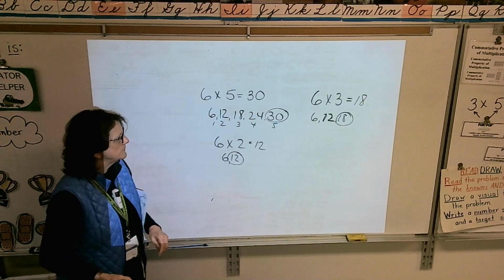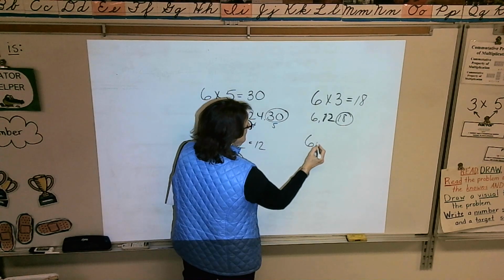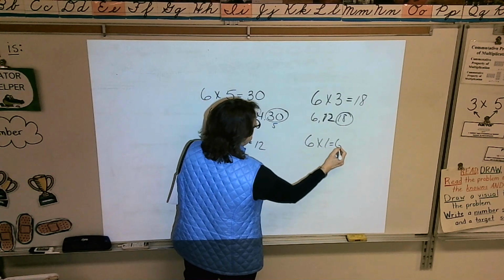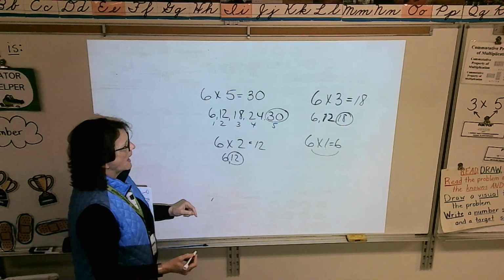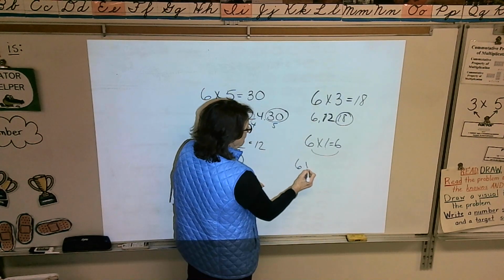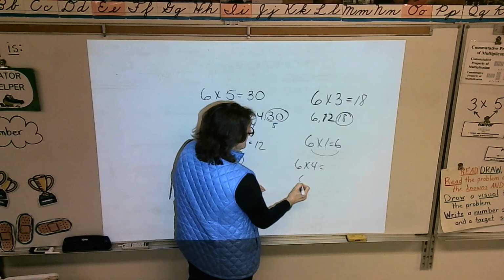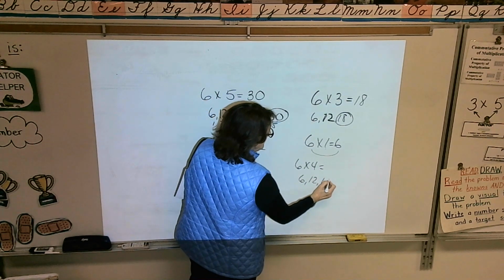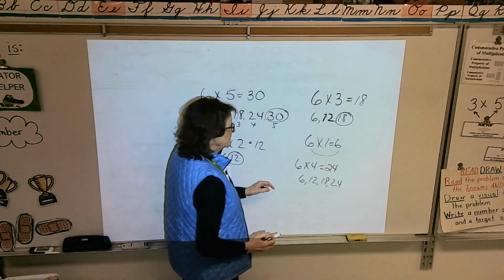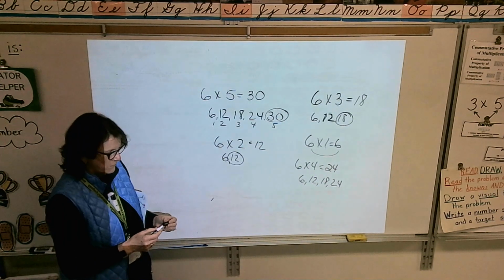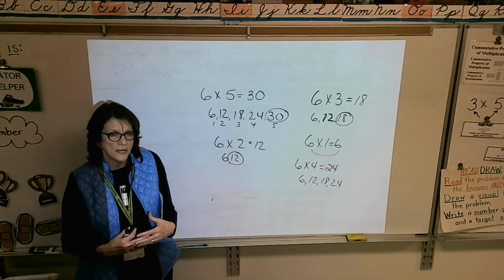Okay? And then, let's see, we haven't practiced 6 times 1, easy. That's just 6. Remember, with 1, the other two numbers are the same. And then last, we have 6 times 4. We will be counting 4 6s. So, 6, 12, 18, 24. There's our 4 6s. Our answer is 24 for 4 6s. So it will be those same 5 facts over and over again.